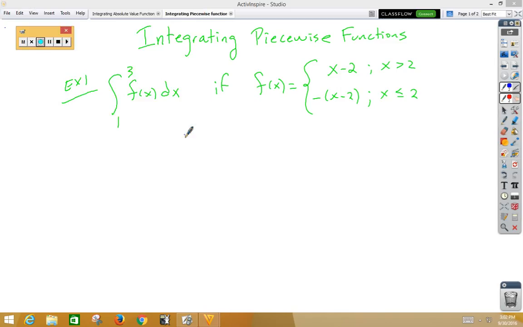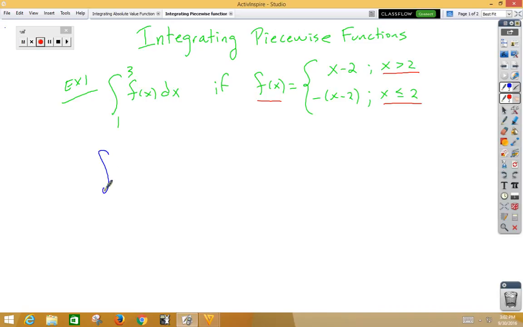In this video, we're going to learn how to integrate a piecewise function. So our original problem is integrating from 1 to 3 of f of x dx. F of x has been defined as a piecewise function broken up at x is 2. So we're going to have to break this integral up into two pieces.